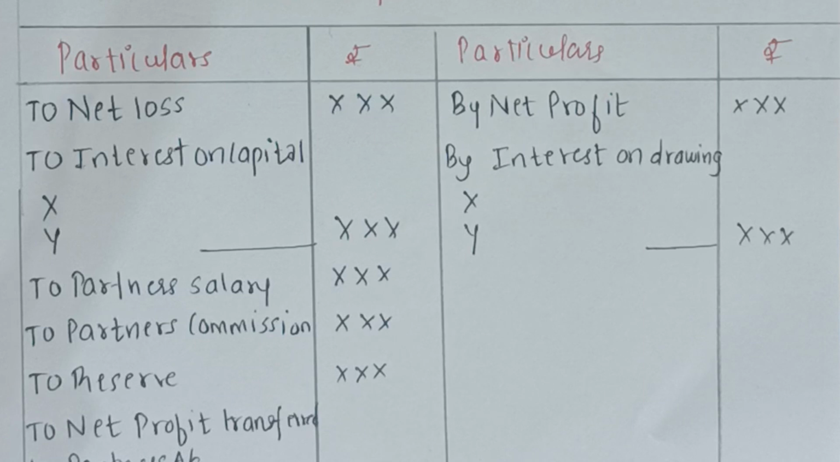The next is interest on drawings. So what is interest on drawings? I'm sure you all know what drawings are. When the owner of the company withdraws a certain amount of money, or takes certain goods from the company for personal use, it is known as drawings.